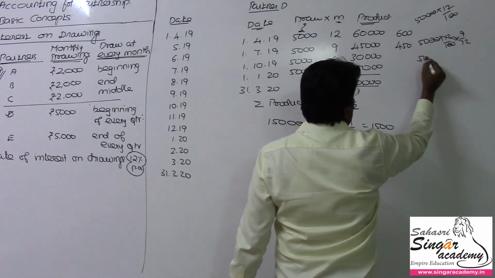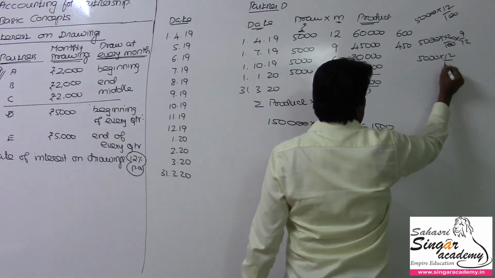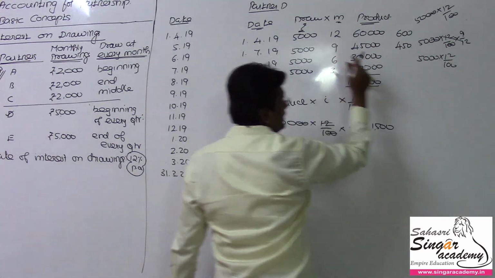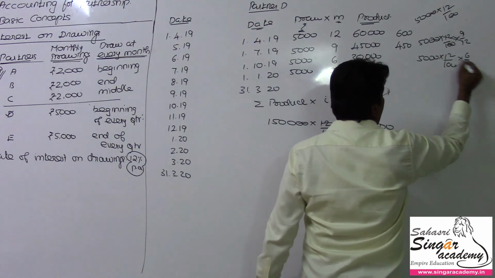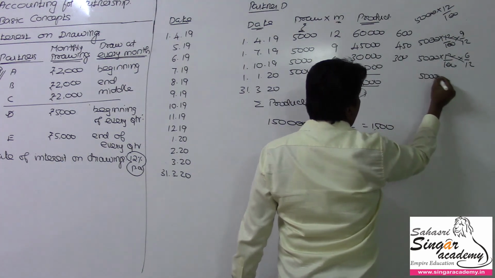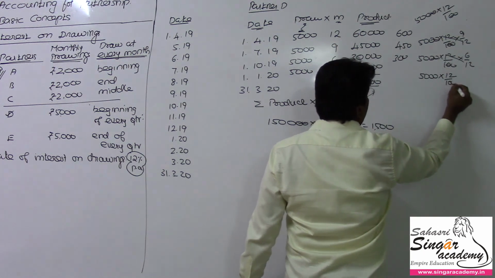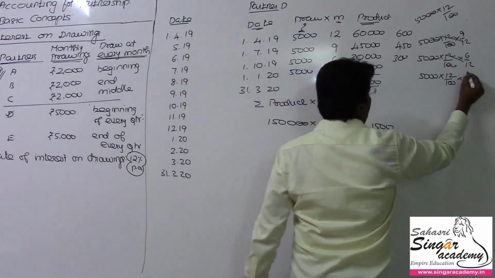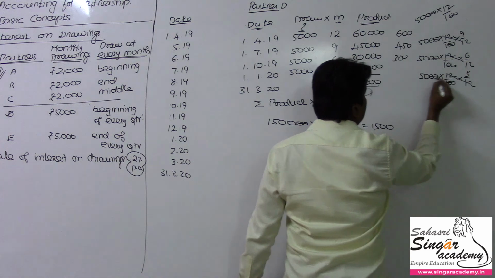Then the next one is 5,000 into 12% for 6 months only, so into 6 by 12, 300. Then finally 5,000 into 12% into 3 months only, so 3 by 12. These two cancel. So 150.